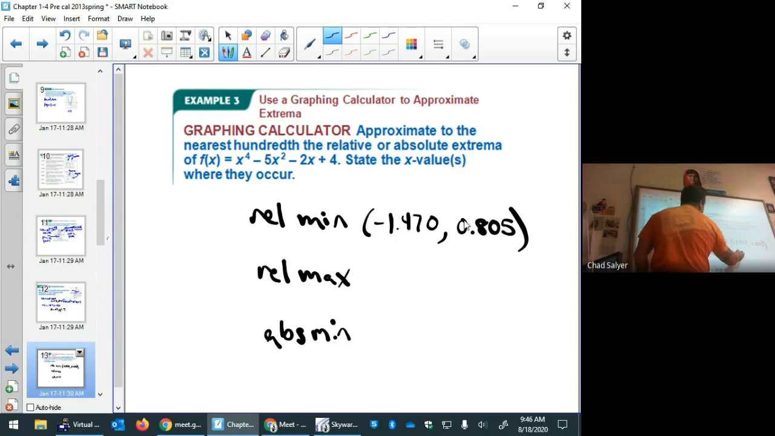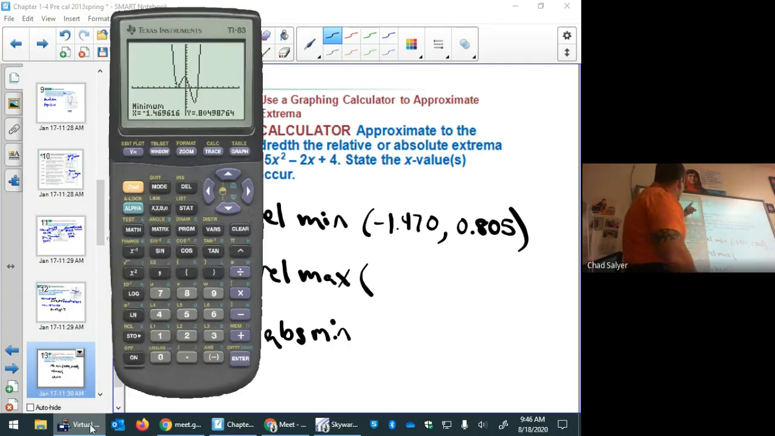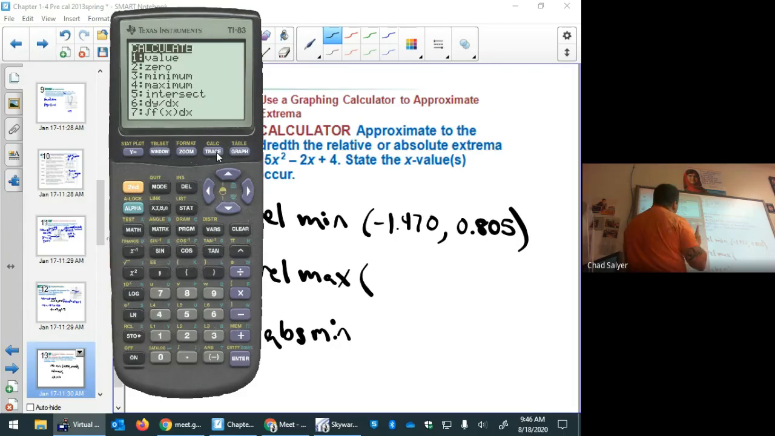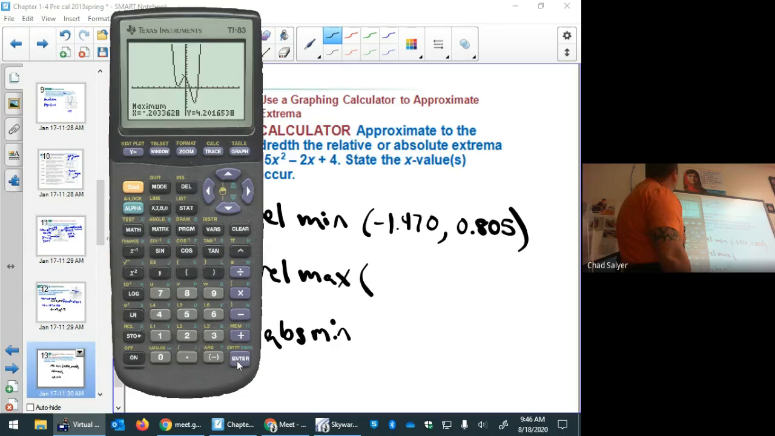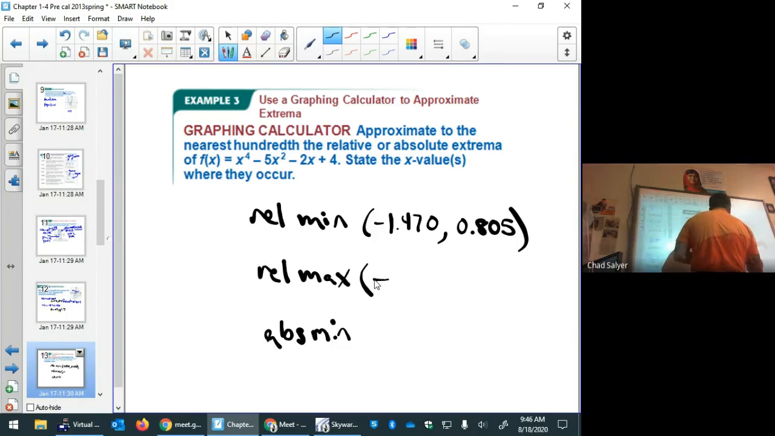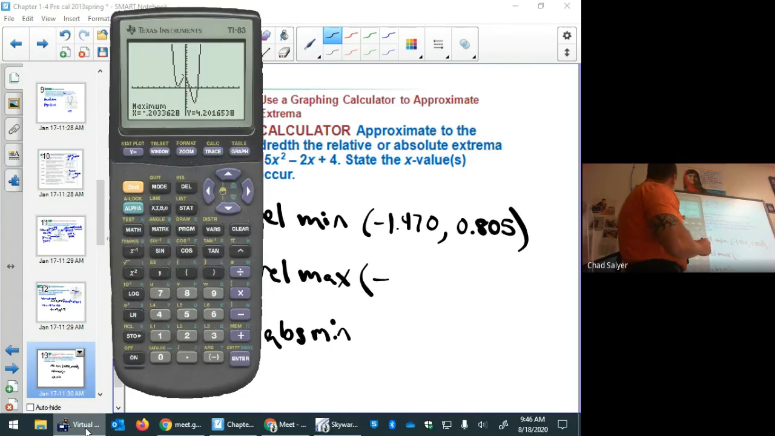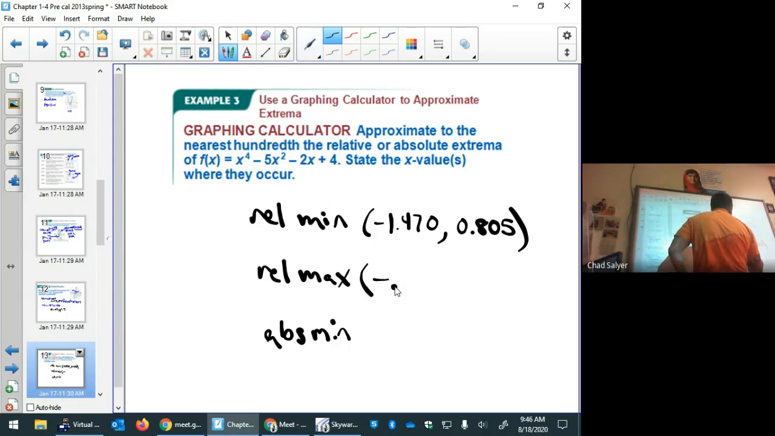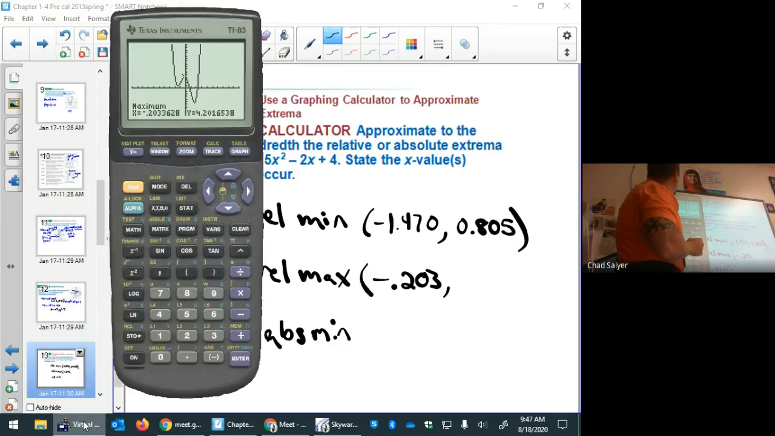And then for that little relative max, second trace, option 4 this time, start at -1, go to +1, and capture it. So that's -0.203. And then for the y value, it is 4.202.